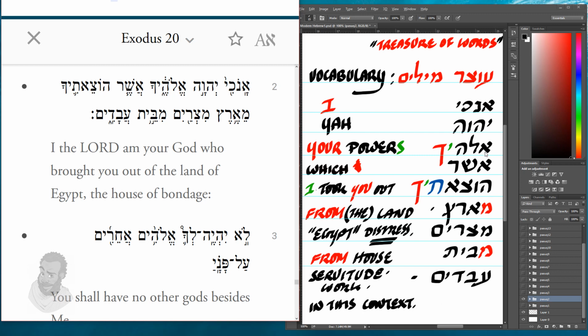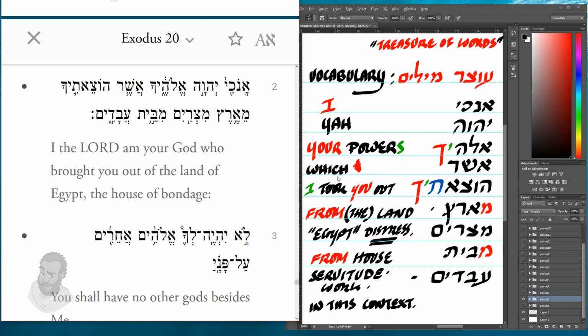Your powers is Elohecha, and powers as in your gods, but remember, it's still single, but still plural. Elohecha, remember, El is singular, Elohim, plural, but then you have the kaf here, which makes it your powers. Elohecha.